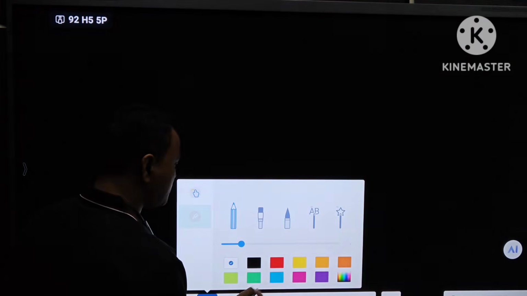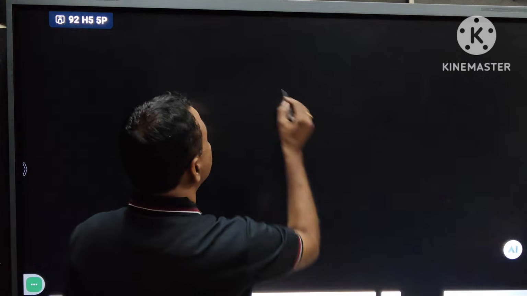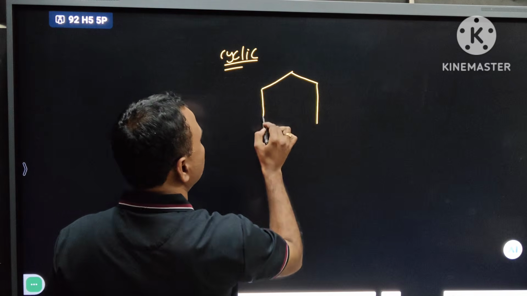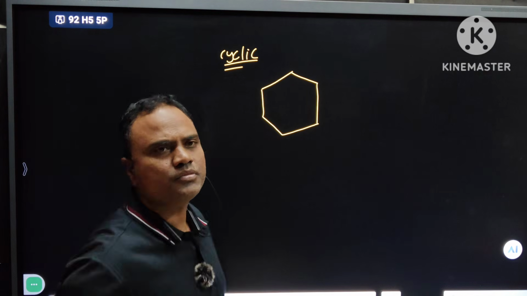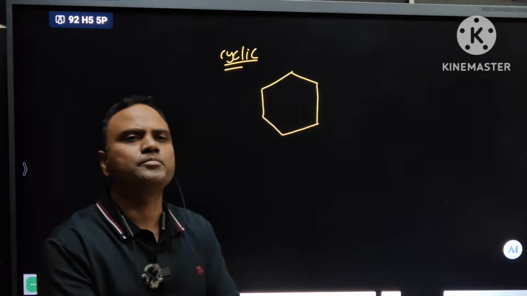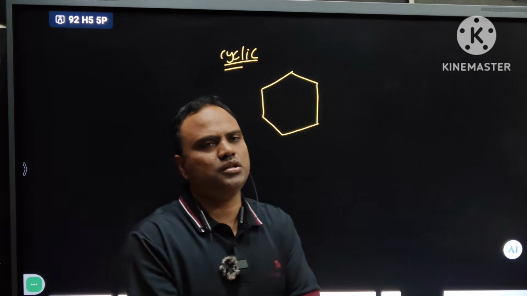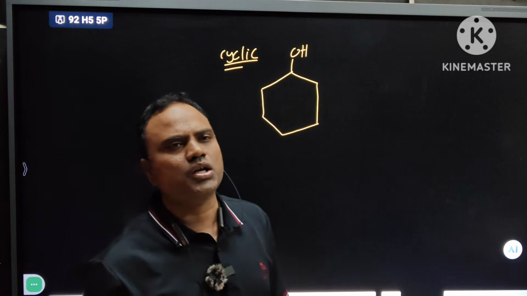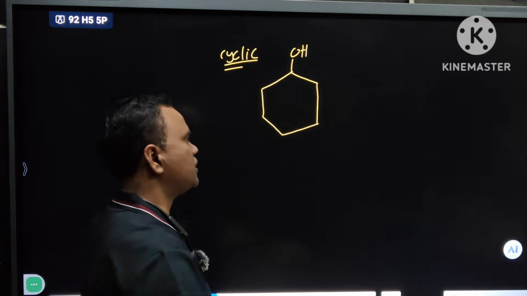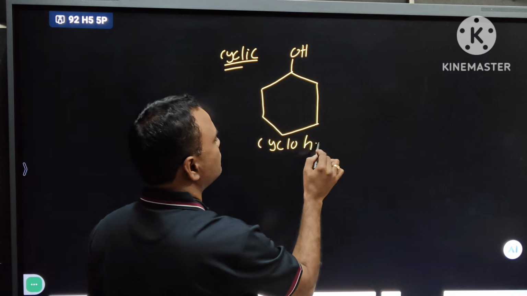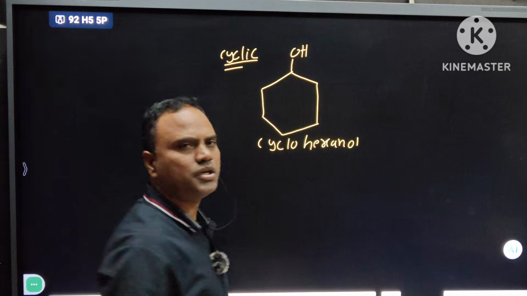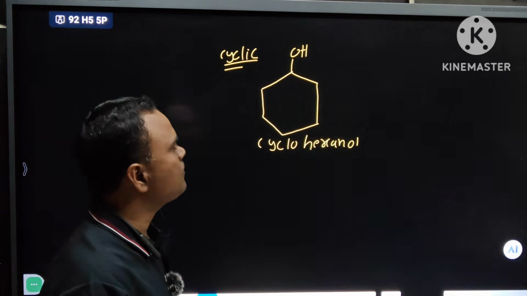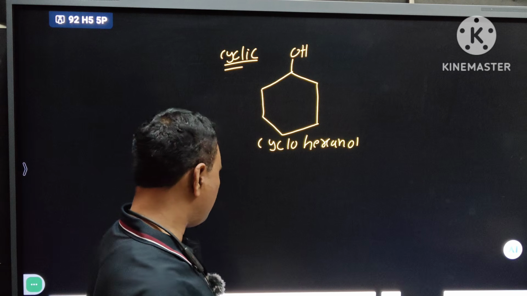Now in all calls, I'll cover the cyclic category, cyclic examples. What is its name? Can you give its name? Cyclohexene. If I attach an OH group, then cyclohexanol. Yes. Cyclohexanol. This is the parent compound. Remember, cyclohexanol is the parent compound. Now I'll give some other examples.